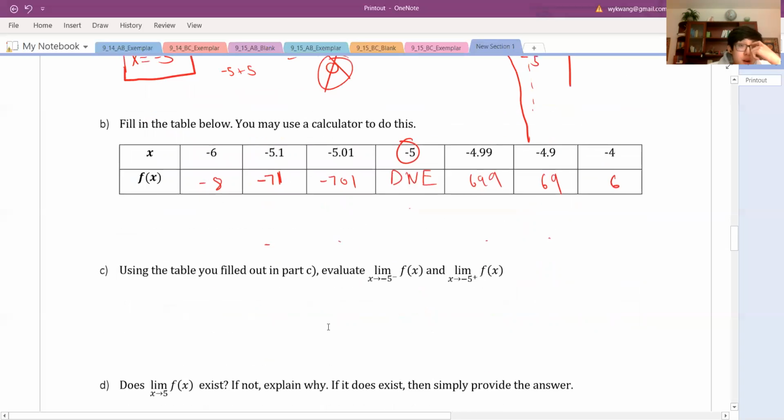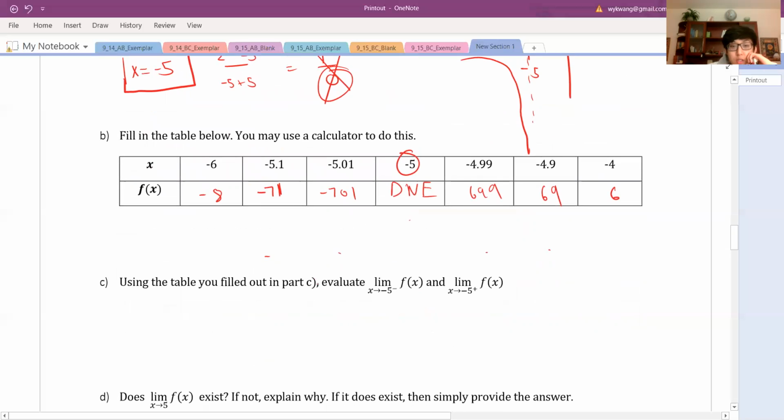So using the table you filled out in part C, evaluate the limit as x approaches -5 from the left. Well, -5 from the left is going here, and you can see it's going to -701. It's basically going at an asymptote. Remember, our rule for the asymptote is that it's either going to infinity or -infinity. If it's going to -701, we can basically bet it's going to -infinity. So the limit as x approaches -5 from the left of f of x is equal to -infinity.